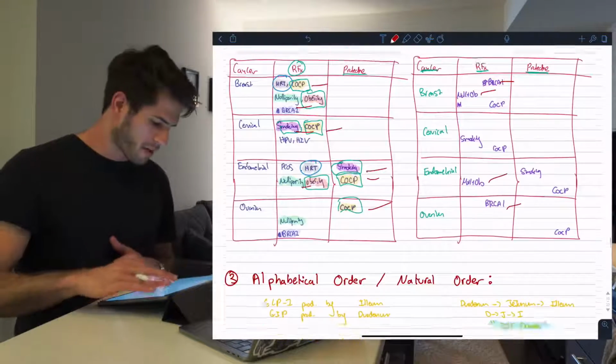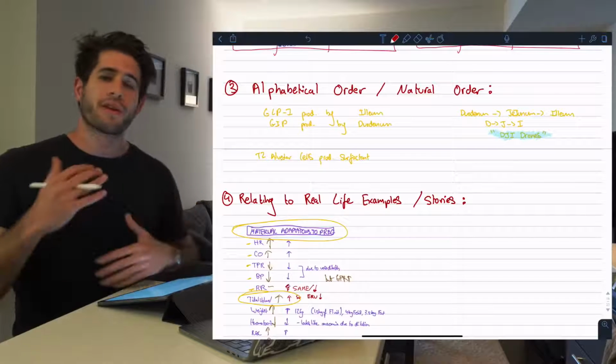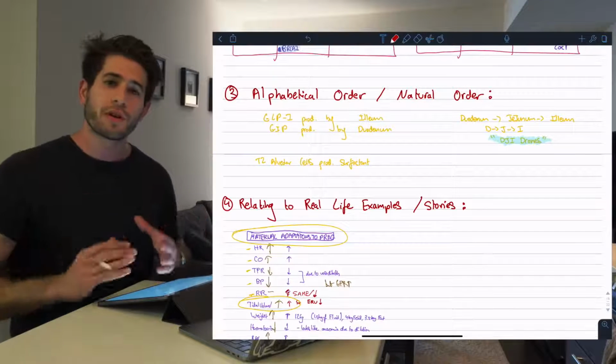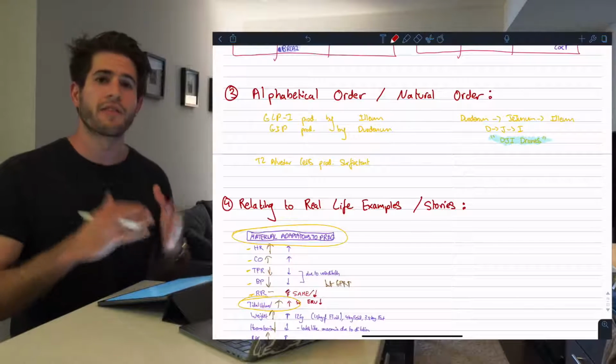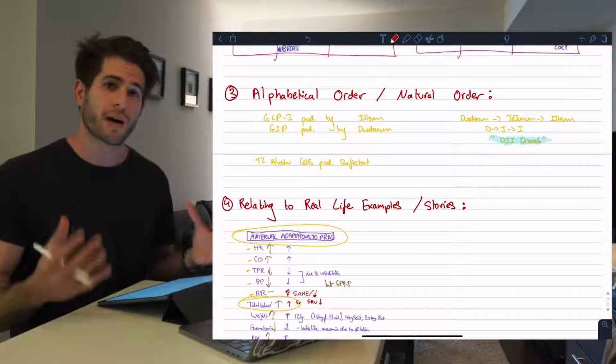Let's move on to technique number 3, which is alphabetical order, or the natural order of things. So when I'm looking at a piece of information that I need to memorize, this is one of the first things that I will look at and the first type of association that I will try to make.